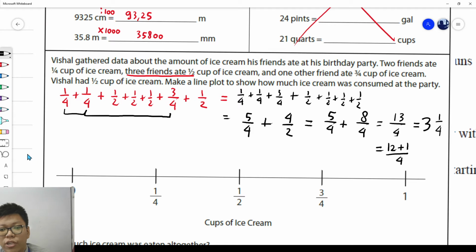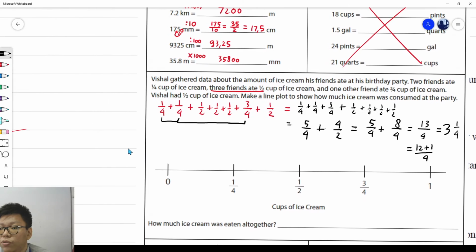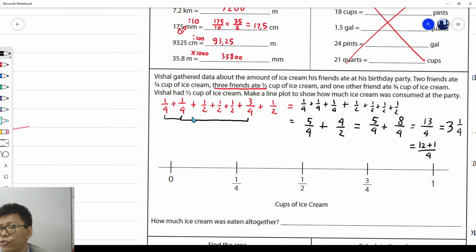Or you can use the one that I used before, because if I use this, it will be too long. I'm using this. So 2 of the friends eating 1/4, there will be 2/4, or I can simplify it as half. 3 of the friends ate half, so it will be 3/2.